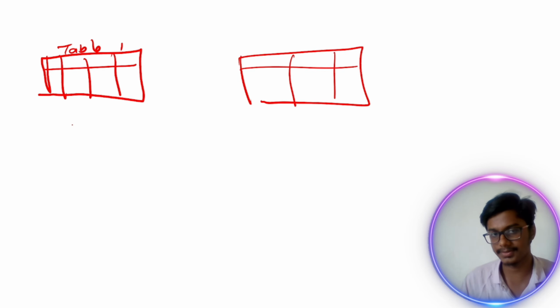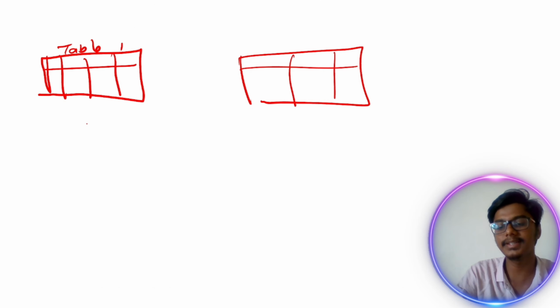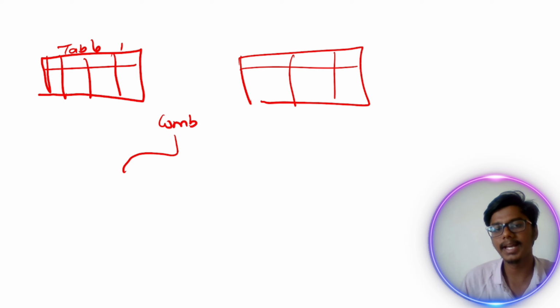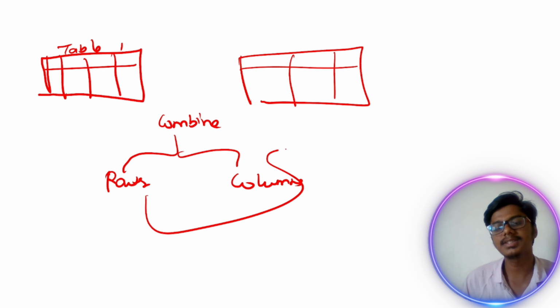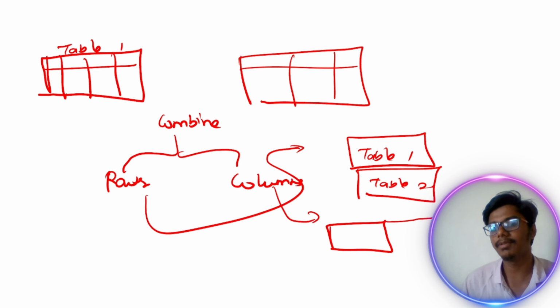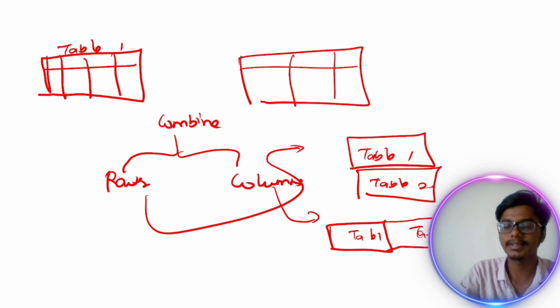There are two types of combining the database tables. Combining basically happens in two ways: based on the rows, or based on the columns. Based on the rows means we want to combine one table below the other, so table 1 is on top and table 2 is below it. Based on the columns means we want to combine the tables based on the primary key. This is table 1 and this is table 2.